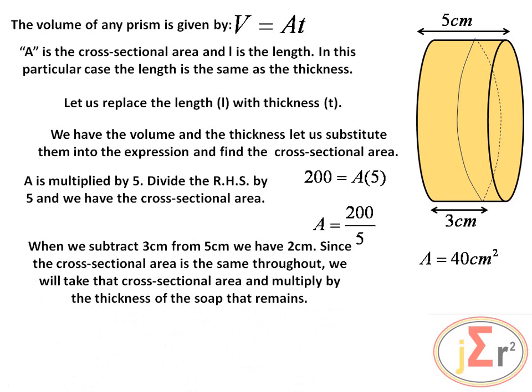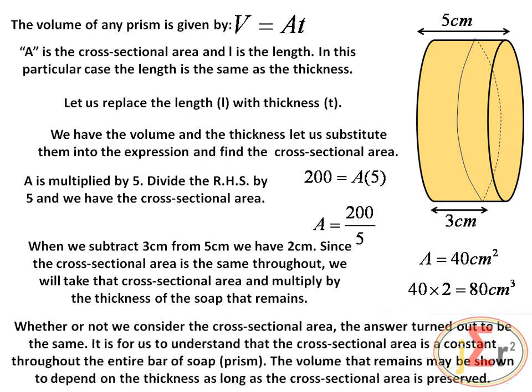Since the cross-sectional area is the same throughout, we will take the cross-sectional area and multiply by the thickness of the soap that remains. So we have the cross-sectional area multiplied by the thickness of the soap that remains, and the answer is the same as we got before, which is 80 centimeters cubed. Whether or not we consider the cross-sectional area, the answer turned out to be the same.